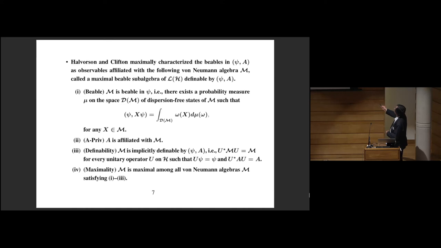That means for every given measurement context, there is a unique von Neumann algebra satisfying all these conditions. And so there are self-adjoint operators affiliated with this maximal behavioral subalgebra. It's considered to be a whole set of the elements of reality defined by this measurement context.